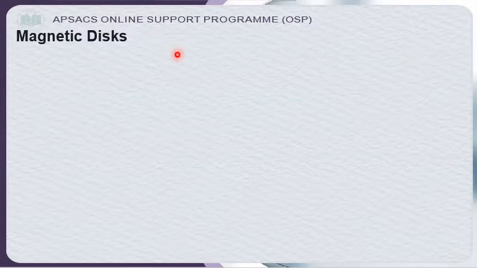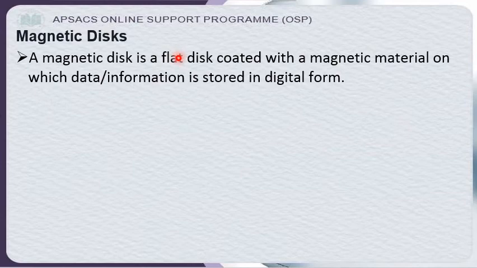Magnetic disks. A magnetic disk is a flat disk coated with a magnetic material on which data or information is stored in a digital form. So these magnetic disks have a disk inside which is coated with magnetic material, and the data is stored on it in a digital form, meaning in the form of zeros and ones.